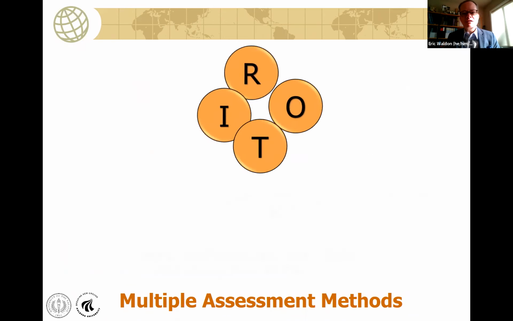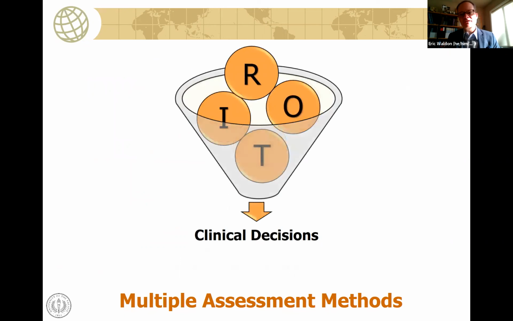So we take evidence collected through these 4 different approaches, these 4 different methods. And it's with these methods that we're using, we're making clinical decisions. We're making clinical decisions from the moment that you get a referral to the moment someone may be discharged from treatment.